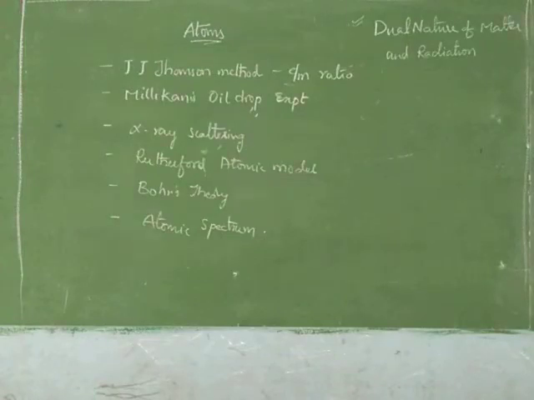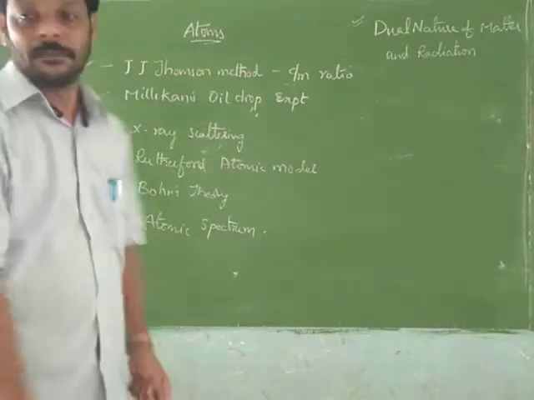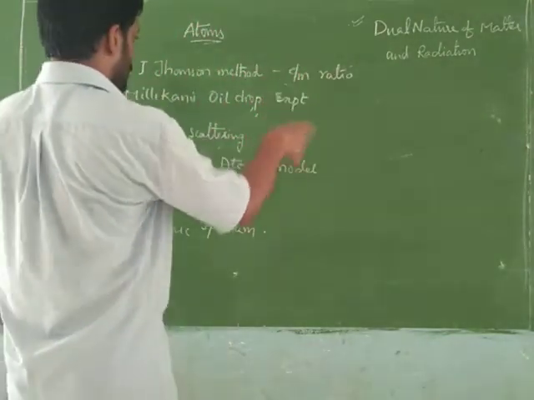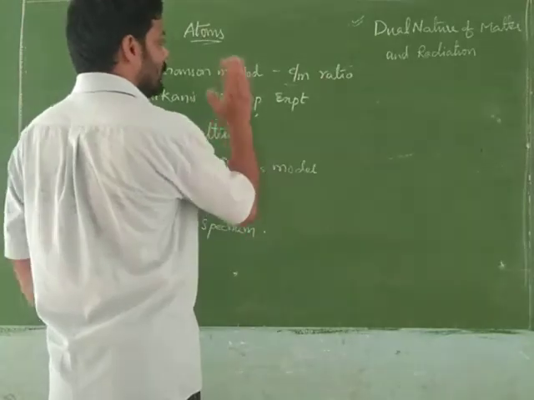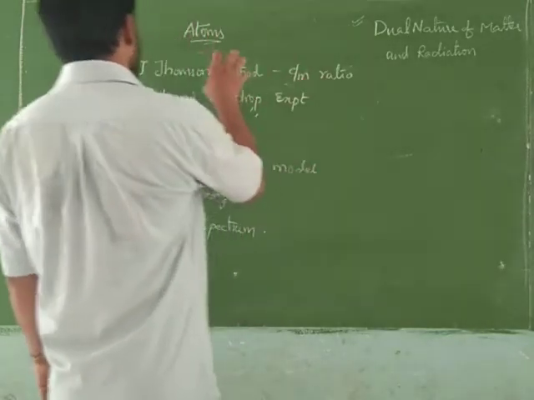So coming to this J.J. Thomson method, E by M ratio. We will start with this particular part. For that there is a diagrammatical representation and how he found the value of the E by M ratio. What is the concept in that actually?